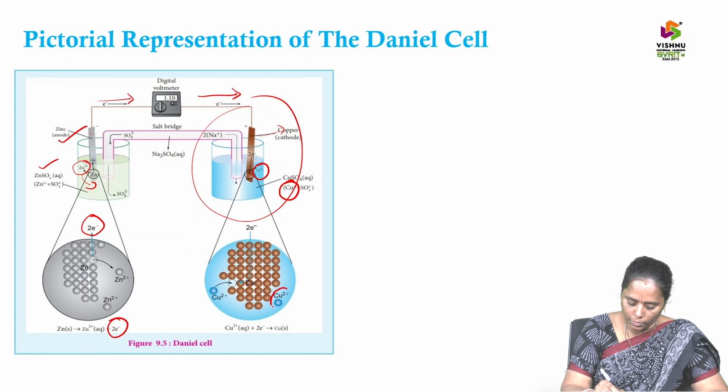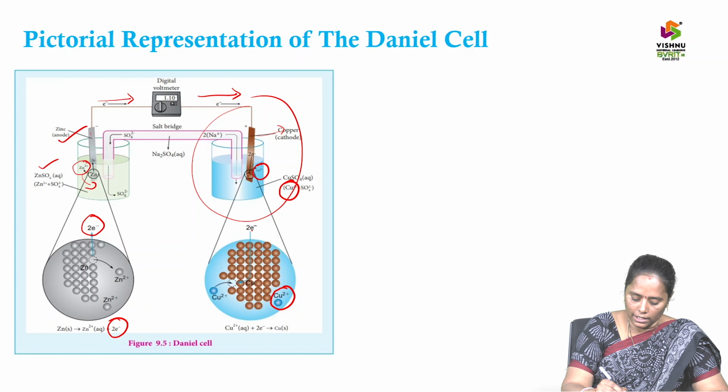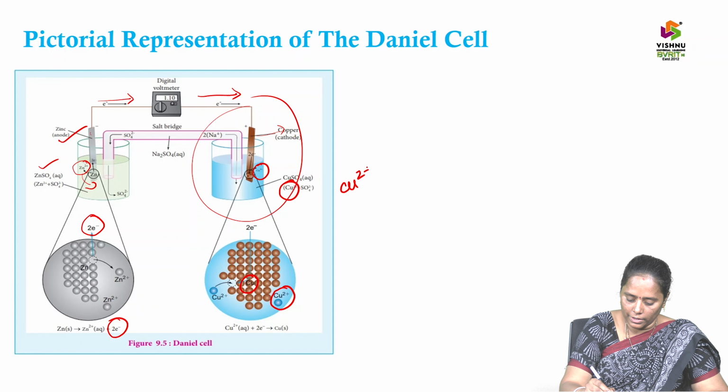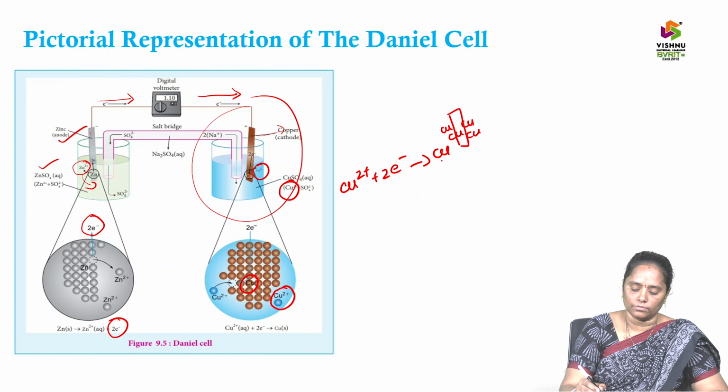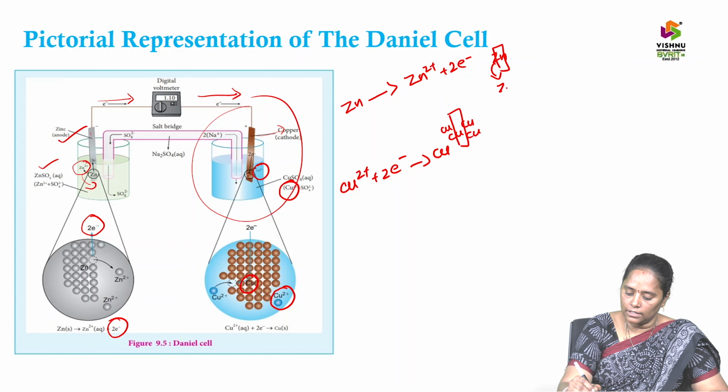See, there are Cu2+ ions in the electrolyte. They take up these 2 electrons and form copper. Cu2+ takes up 2 electrons and forms copper. That is, the copper is deposited on the electrode. But on the anode, what happens? Zinc is liberating Zn2+, which is moving into the solution, the electrolyte.